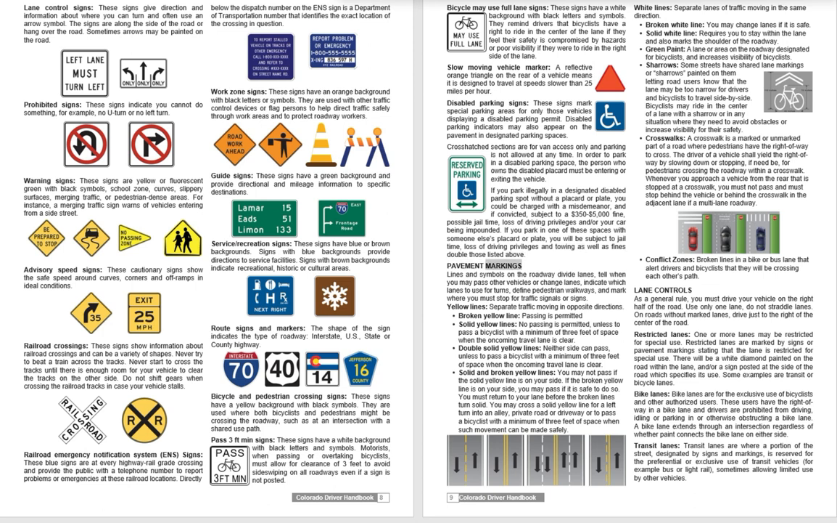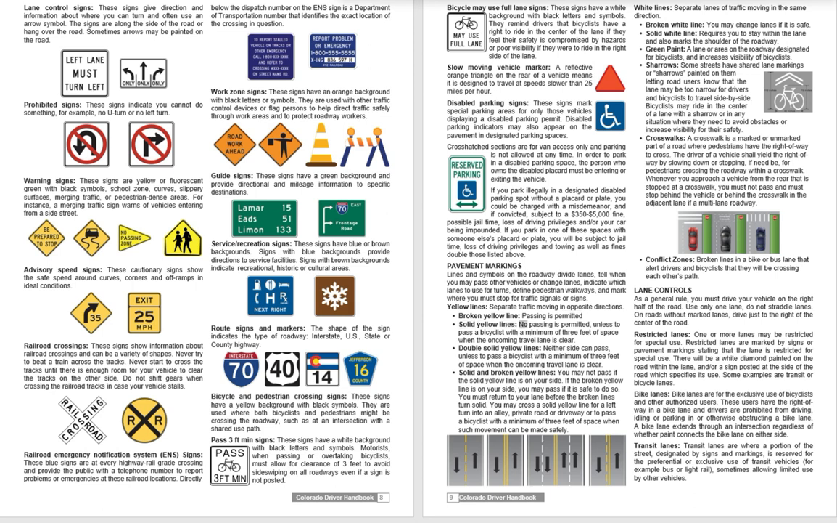Pavement markings. Lines and symbols on the roadway divide lanes, tell when you may pass other vehicles or change lanes, indicate which lanes to use for turns, define pedestrian walkways, and mark where you must stop for traffic signals or signs. Yellow lines separate traffic moving in opposite directions. Broken yellow line, passing is permitted.